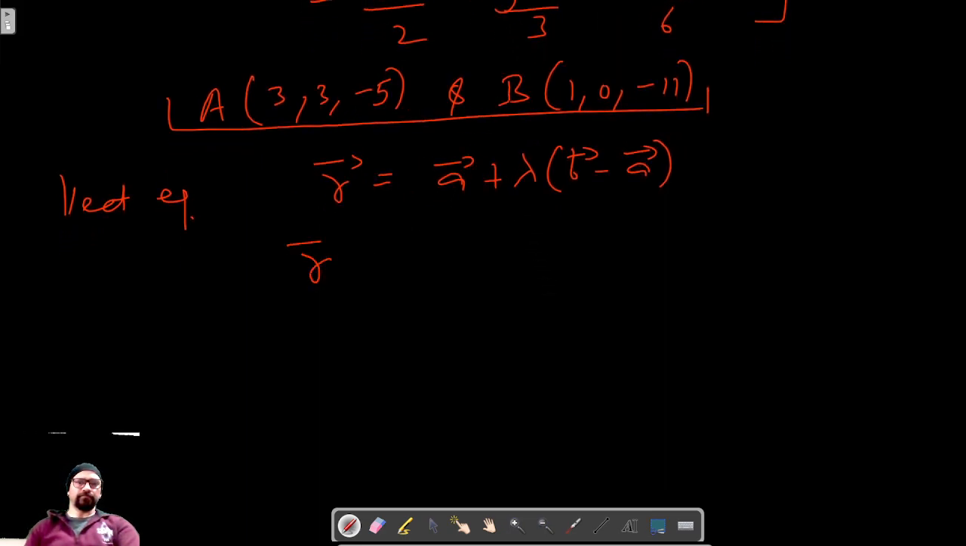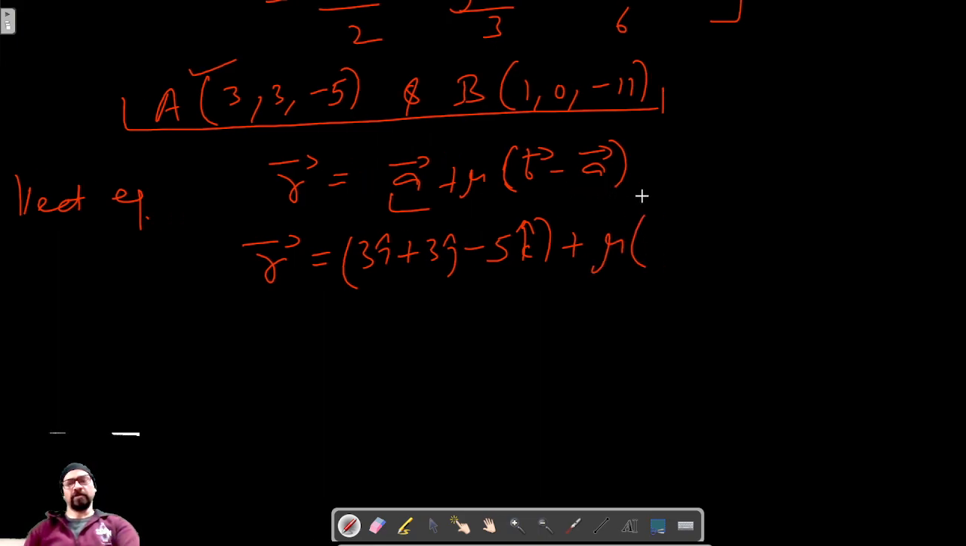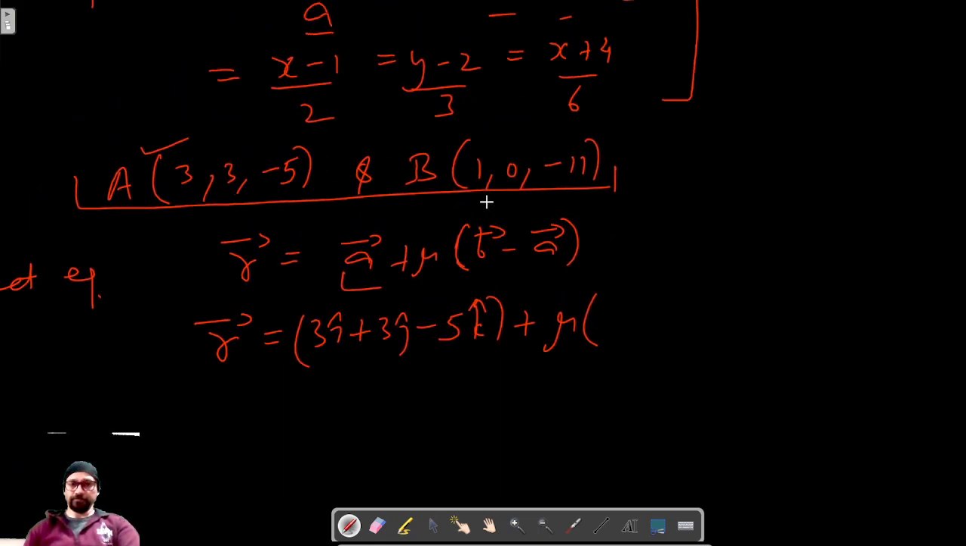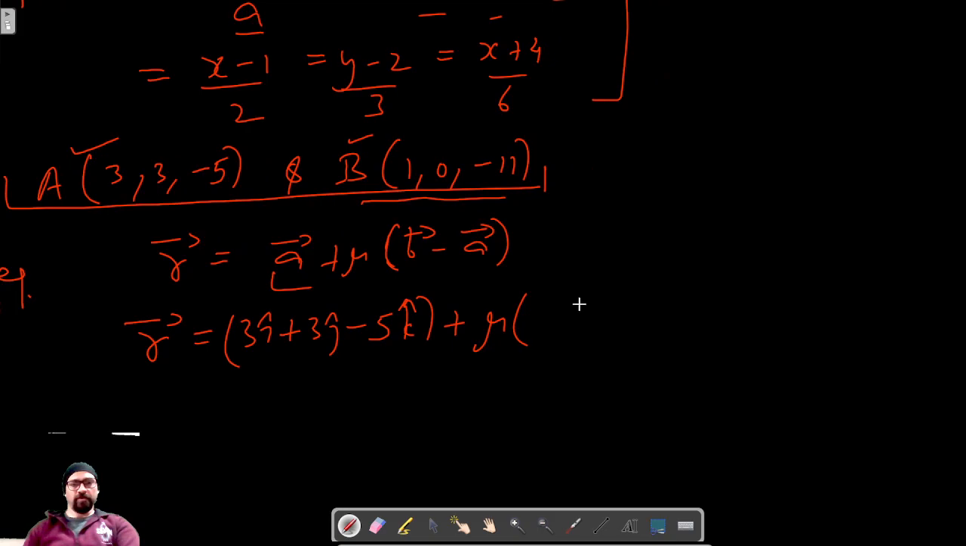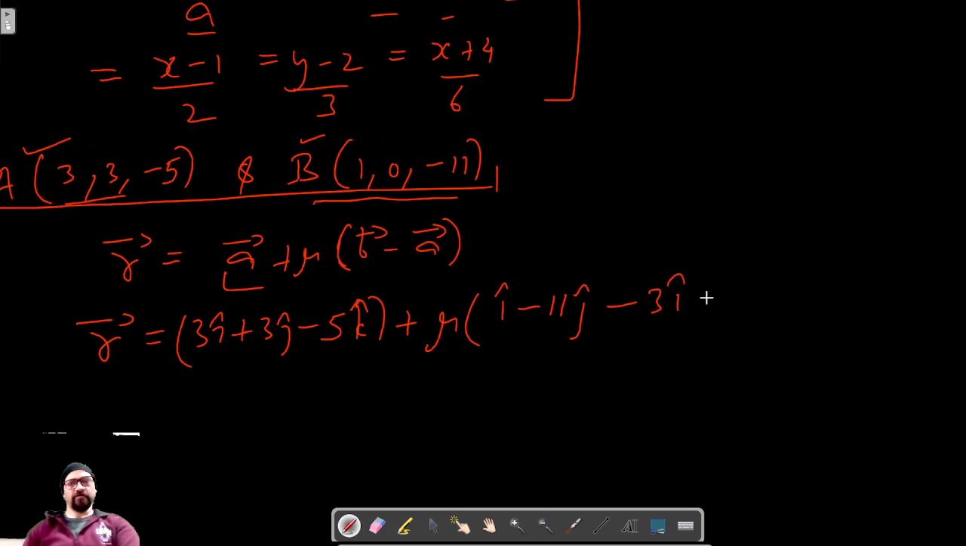Okay, so a vector is the position vector of the point A. So this is 3i cap plus 3j cap minus 5k cap plus, let's say this is not a lambda this time, let's say it's nu. So this is nu into b vector minus a vector. B is the position vector of point B, so this is i cap minus 11j cap, minus a, the position vector of the first point, 3i cap plus 3j cap minus 5k cap.